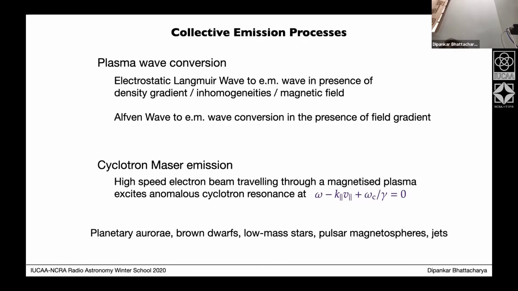The Earth itself is a strong source of radio emission. The Earth's aurora produces a strong source of radio emission at the frequency characteristic of it. So there are planets, brown dwarfs, low mass stars, pulsar magnetospheres, jets, where cyclotron maser emission could be very important. So that is all. I will stop here, and I will conclude my lecture on radiative processes.